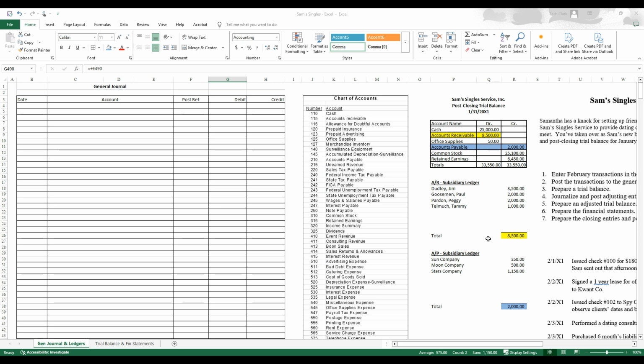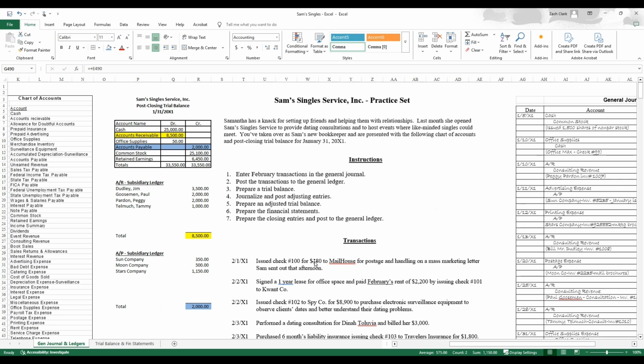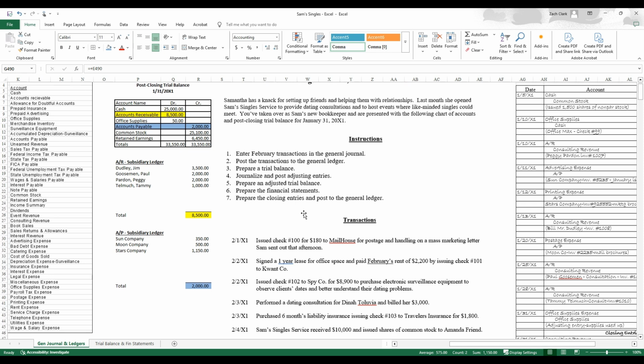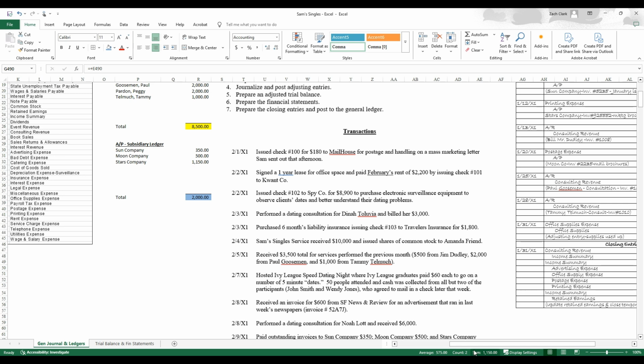Okay, so all of our journal entries are going to be based off of this list of transactions over here, essentially. That's what we're going to do. And I guess just to go over this real quick, we went over all the details, but the business is a dating consultation and hosting events for singles, so a dating kind of business. And we are the new bookkeeper, and so we're an employee of the business. And here's our instructions. So step 1, we'll enter our transactions into the journal. And so here's all of our transactions down here.